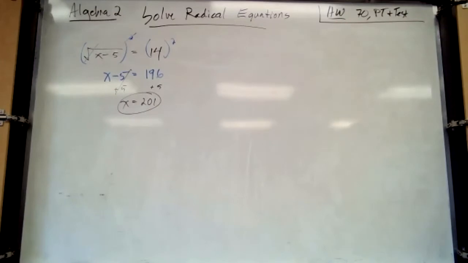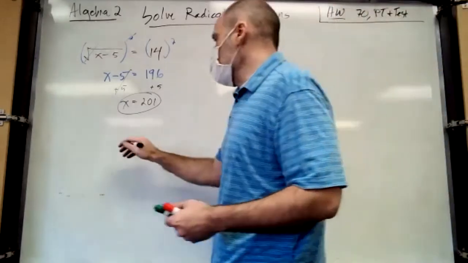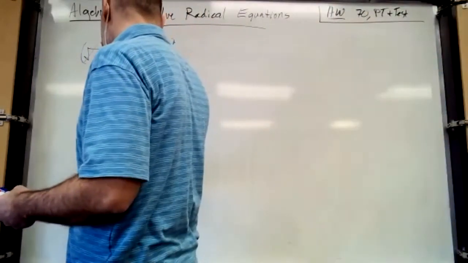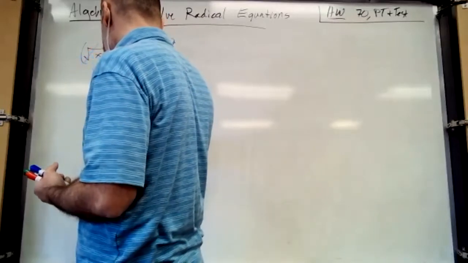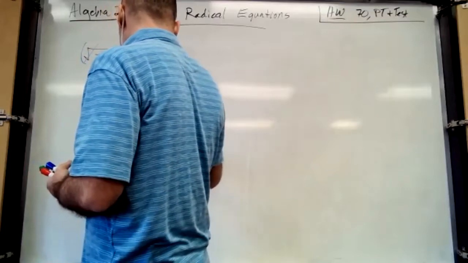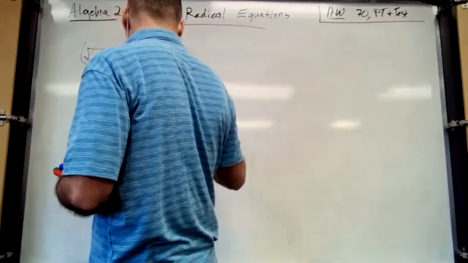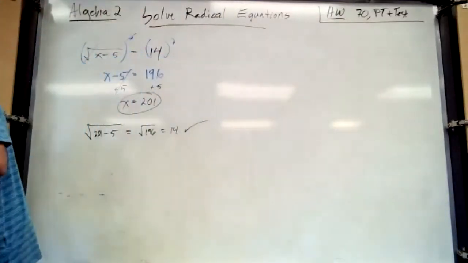Check, it works. Now here's the deal with radical equations. You have to check it, because if you don't, you might get a wrong answer. So I'm going to say 201 equals the square root of 196 equals 14. So check.